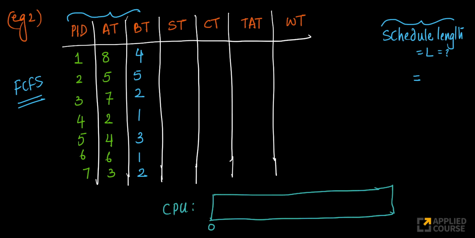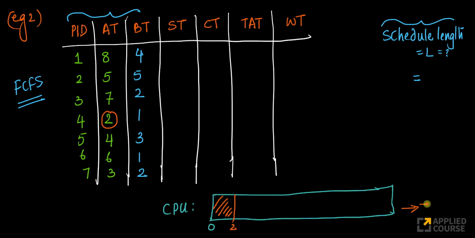Now let's start computing it. It's actually fairly simple. The Gantt chart is something which is extremely useful. So I'm at timestamp 0. Is there any process here? No, none of the processes have arrival time 0; they have arrival times 8, 5, 7, 2, 4, 6, 3. Which means the smallest arrival time is this one. So from 0 to 2 seconds, there is nothing in the CPU. The CPU is literally idle between 0 and 2 seconds.